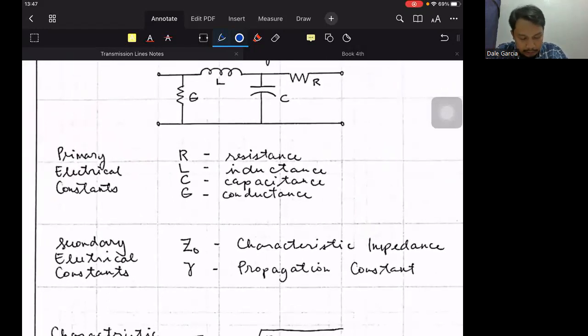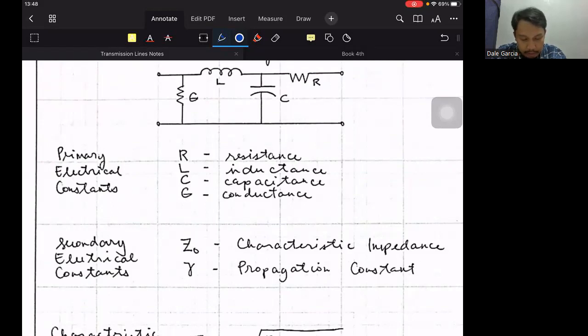So the secondary electrical constants, the most common ones and useful for our immediate discussion, are the characteristic impedance and propagation constant. I think the characteristic impedance was mentioned last time, but I don't remember if we expounded on it further. So maybe we can expound further today. So R, L, C, and G are the primary electrical constants, and the secondary ones are the characteristic impedance and propagation constant.